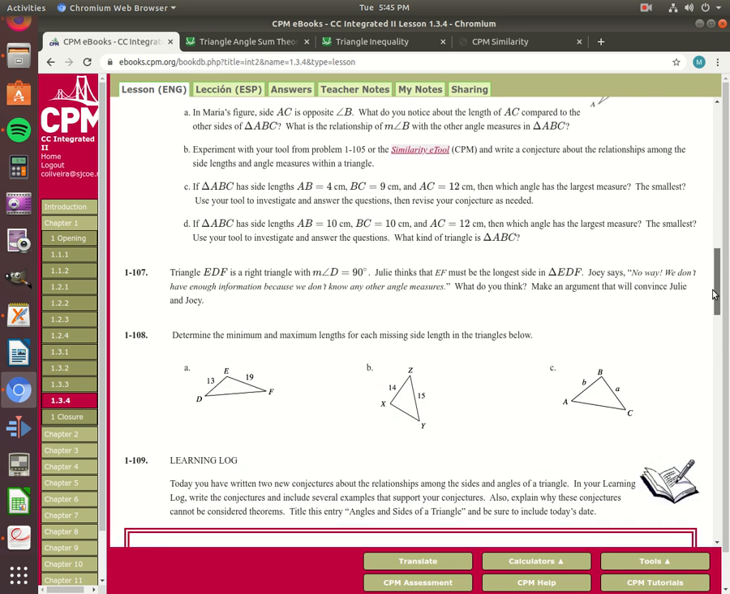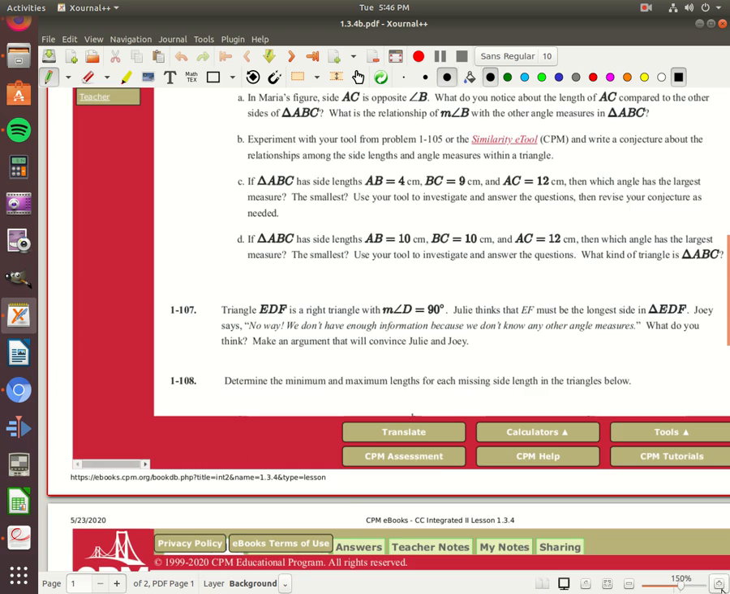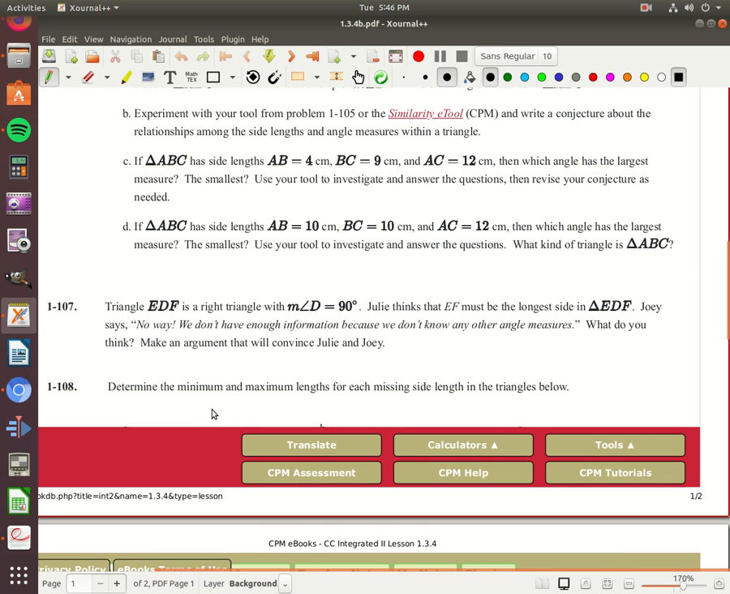So as we go here, let me go ahead and set up the end of this and then we'll call it a chapter. So anyway, we'll answer 107 here, then I'll jump to 108. It says triangle EDF is a right triangle. The measure of angle D is 90 degrees. Julie thinks EF must be the longest side in triangle EDF. Joey says, no way, we don't have enough information.